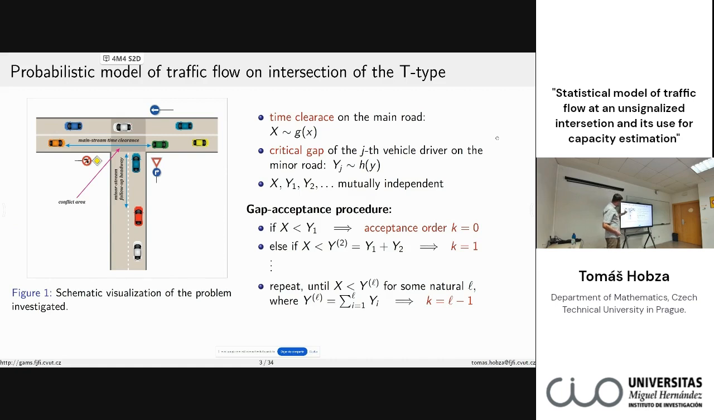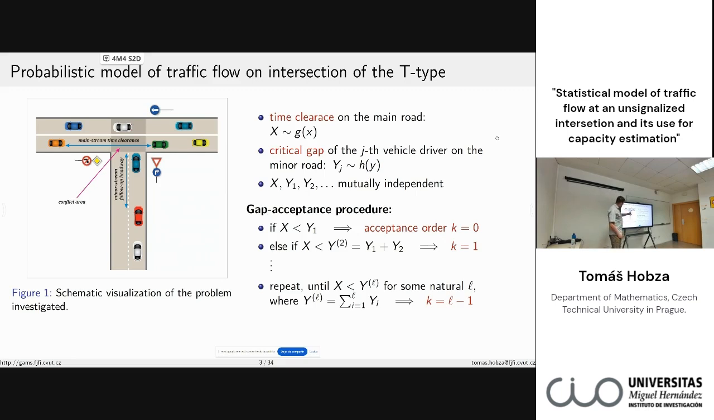So here we have the so-called time clearance. This is the time distance between the rear bumper and the front bumper of two cars. So this we will call the time clearance between two cars. And the driver on the side street wants to enter this clearance. So one random variable which we will use in our model is the random variable X, which describes the time clearance between two vehicles.